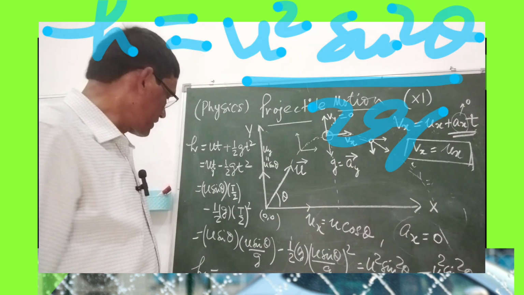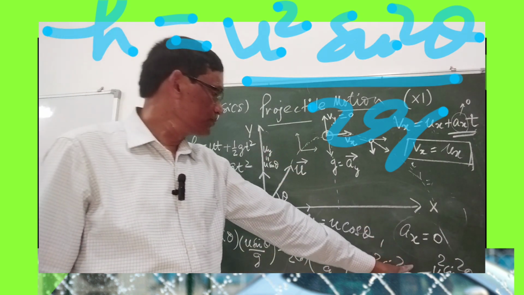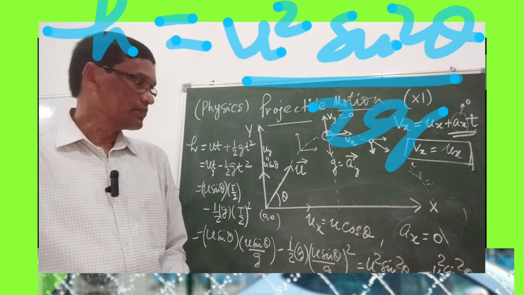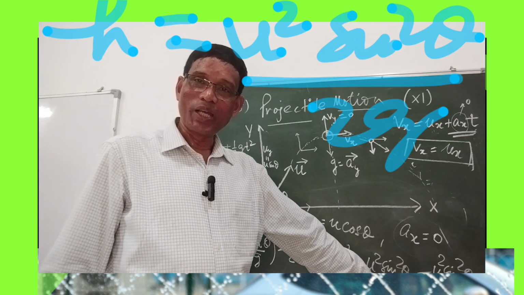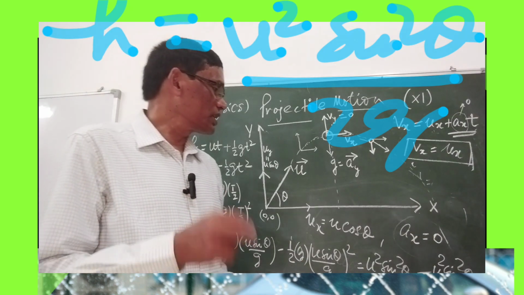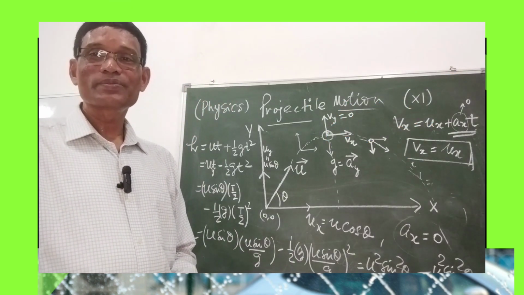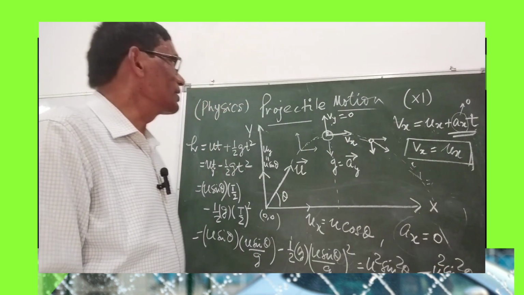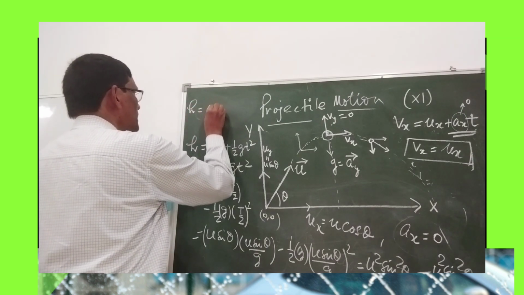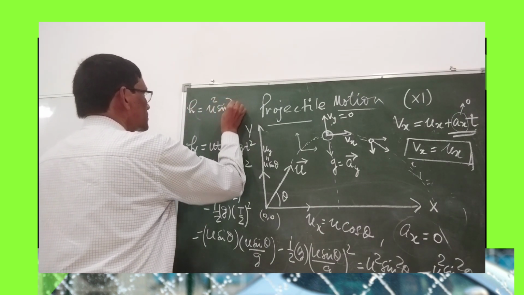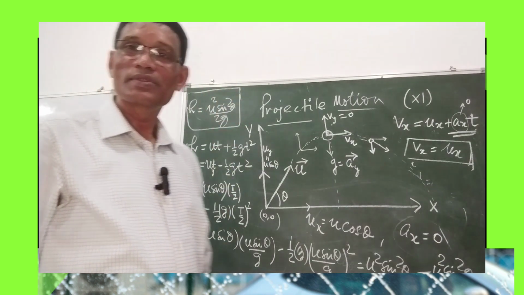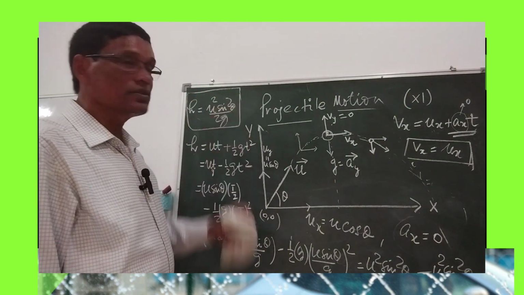The height of the projectile can be easily calculated as u square sin square theta upon g minus u square sin square theta upon 2g, meaning x minus half x type. This is the equation. So the height of the projectile will be u square sin square theta upon 2g.